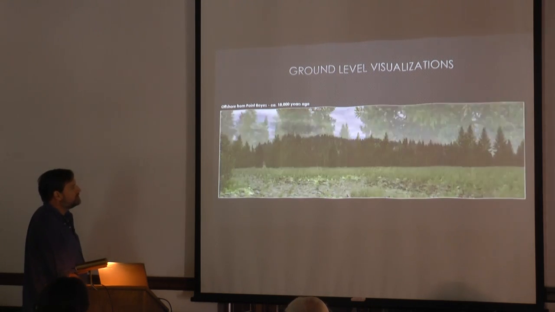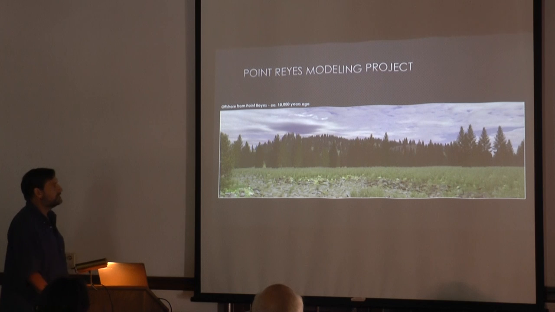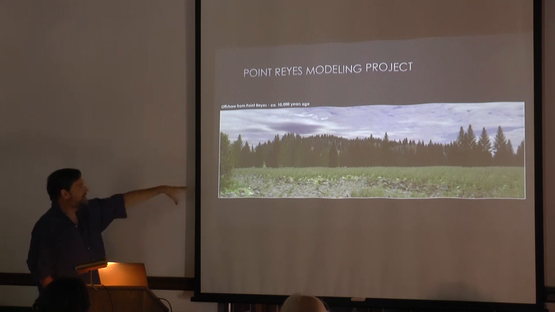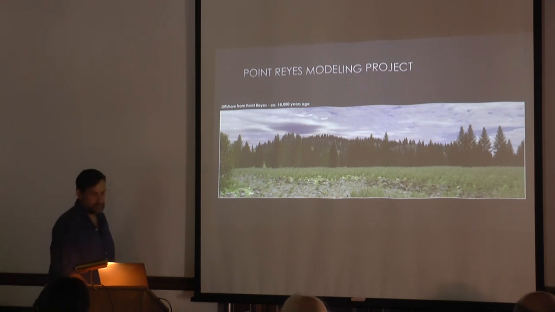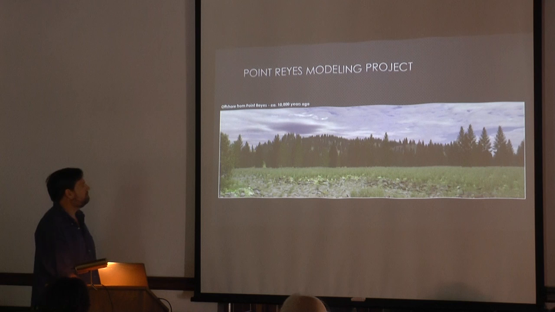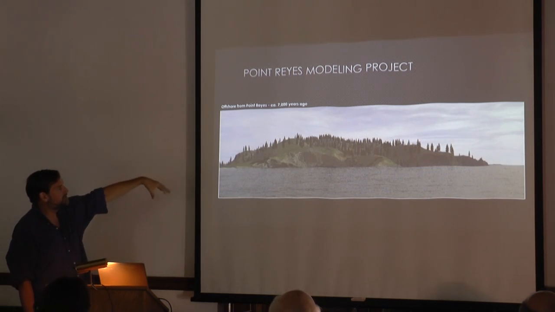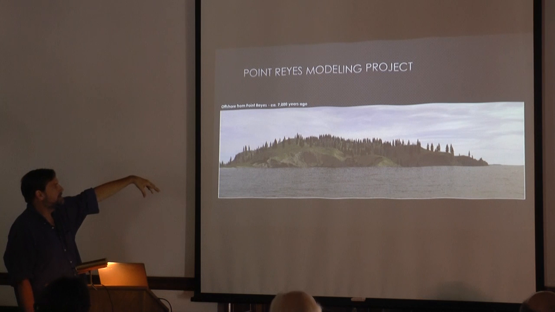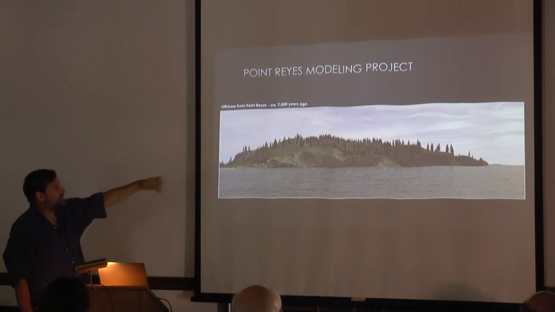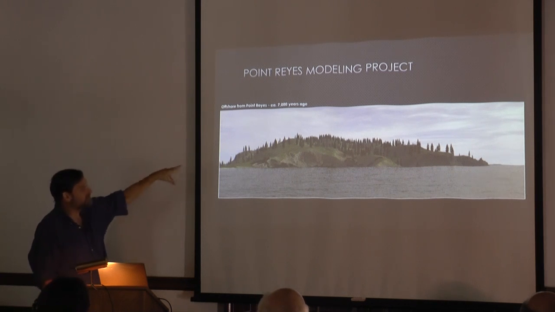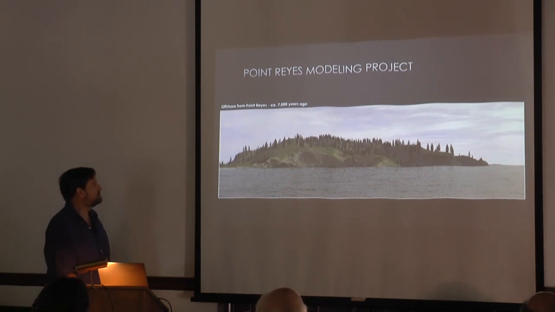Here's the same location at 10,000 years ago. So the forest is retreating, the shoreline is moving in, you're getting this open grassland here, and things like stream channels eroding down to the ocean. By around 7,000 years ago, you have active erosion of the cliff faces here and collapse of trees into the ocean, for example, and a thinning of the Douglas fir forest so that it's a little bit drier.